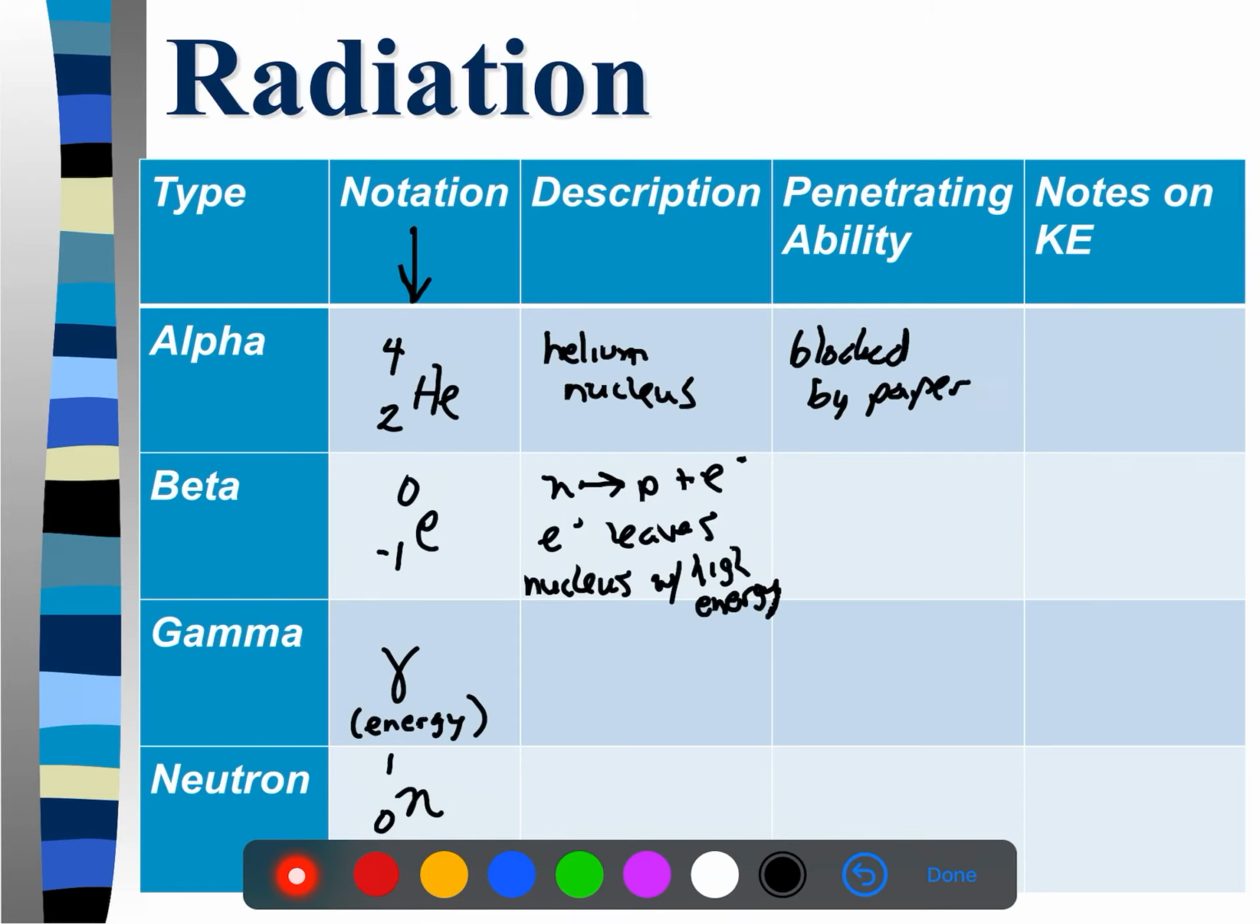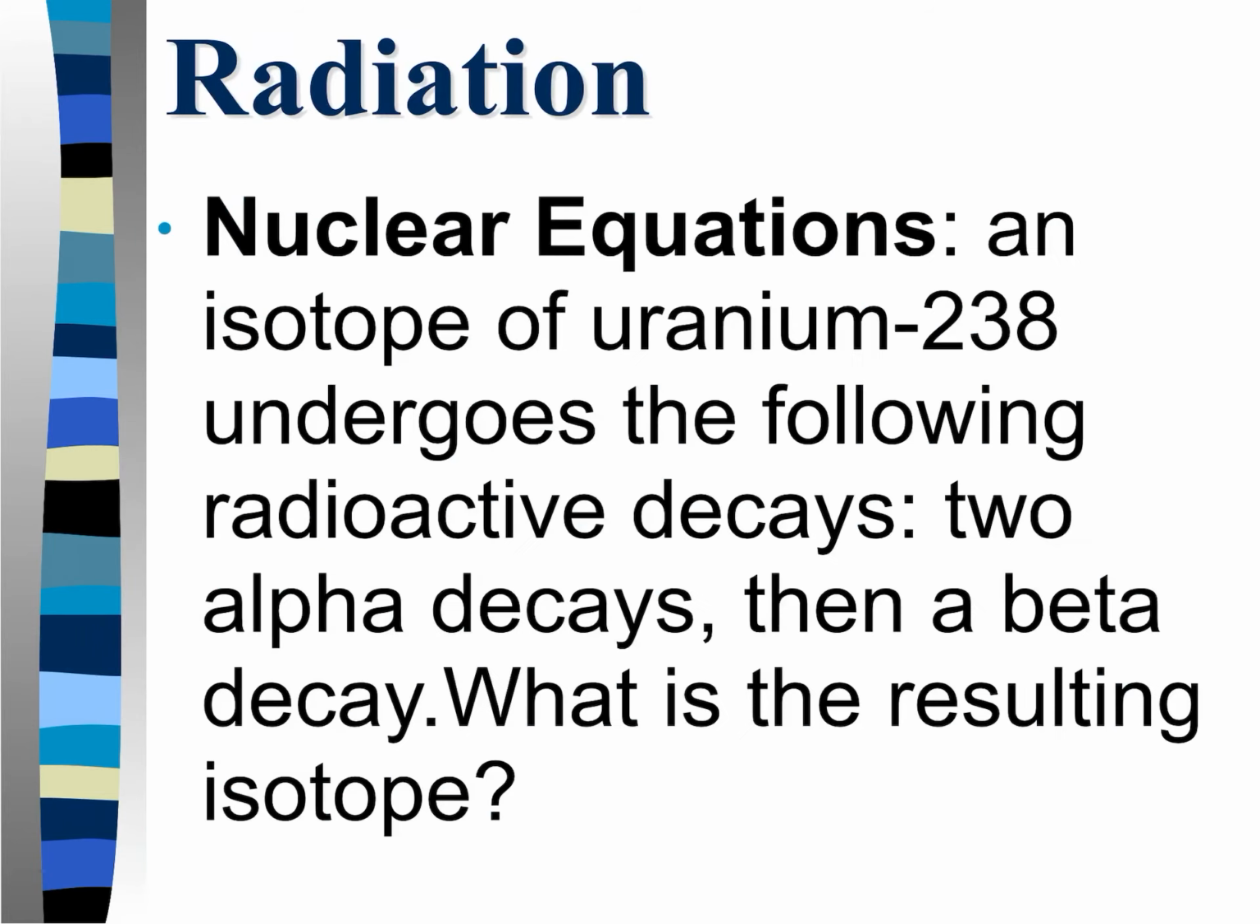Penetrating ability for alpha, blocked by paper. And what explains the kinetic energy of the alpha particle, why it's not very penetrating, is it has mass, but low velocity, and the 2+ charge slows it down. So at this time, you're going to go back and go through the notes and fill out the rest of the chart, because that's what I would have you do in a regular class.